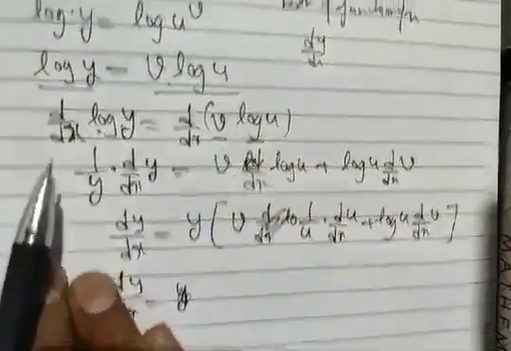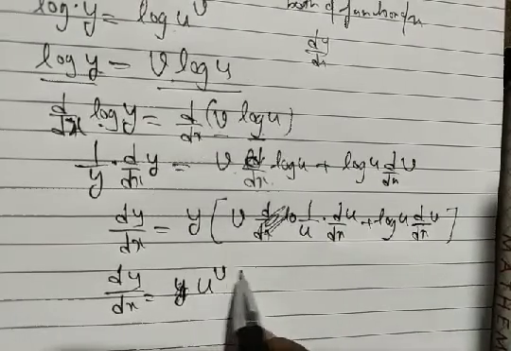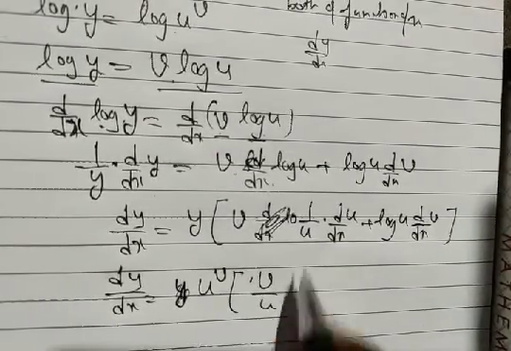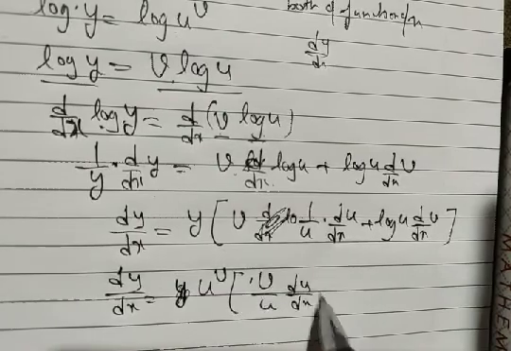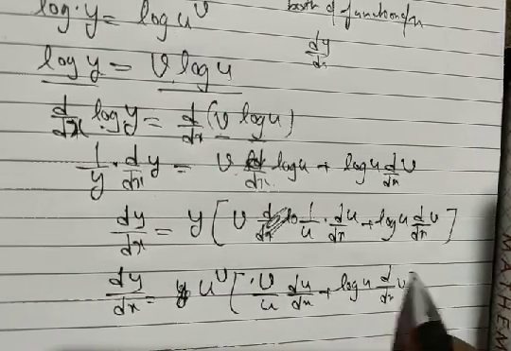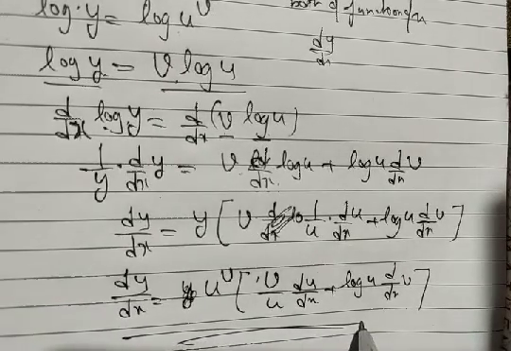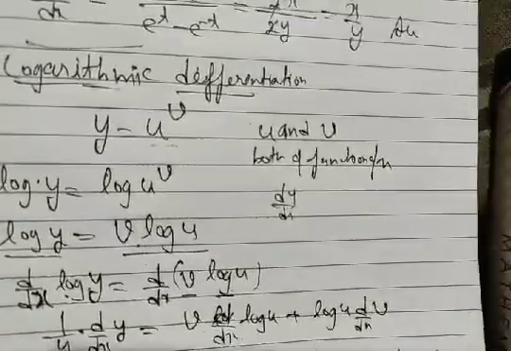Our y is given by u to the power v. Then the derivative is u to the power v times (v by u du/dx plus log u d/dx of v). This whole process is known as logarithmic differentiation. Then what do we want to understand?